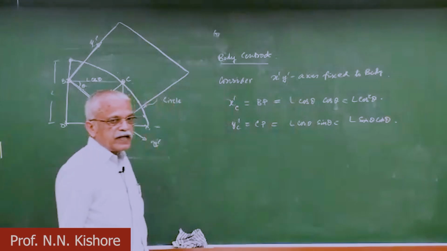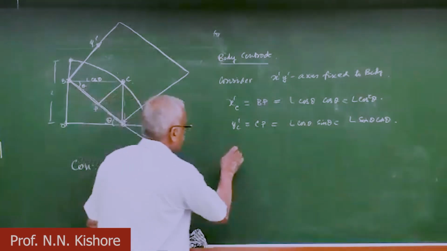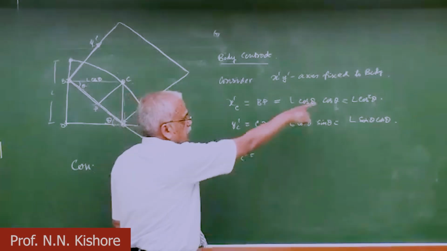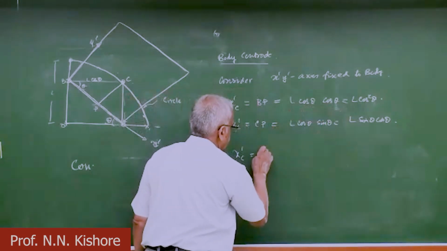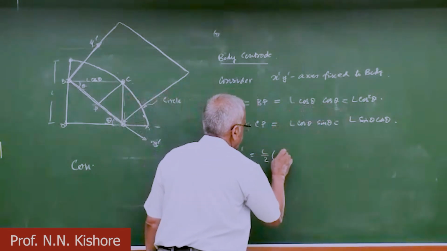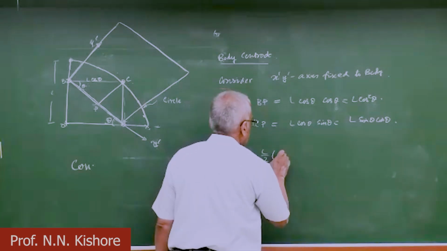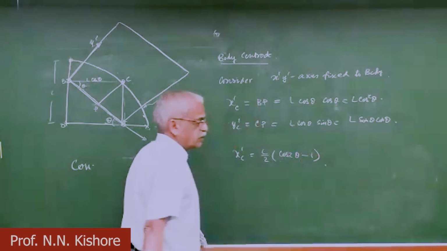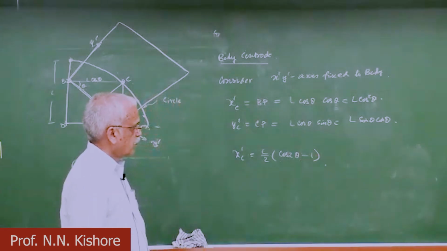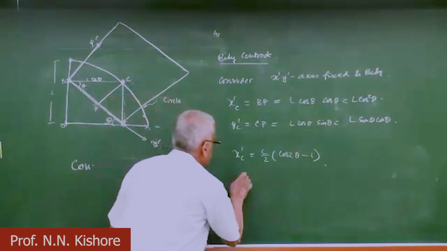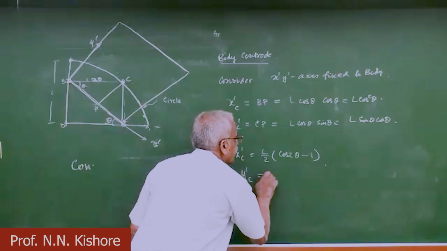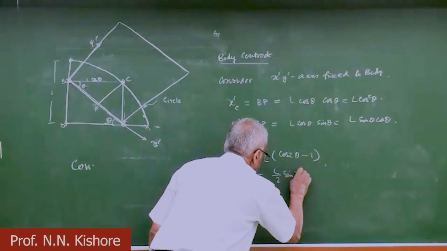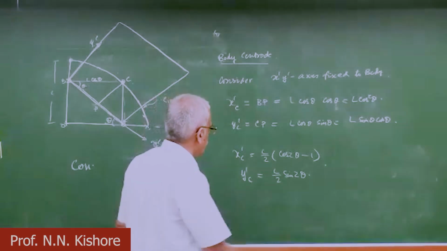So we can eliminate theta from these two by a little bit of trigonometric manipulation. So L cos theta can be written as L by 2 cos 2 theta, and y prime sin theta, so it's L by 2 sin 2 theta. So you can guess what I'm arriving at.